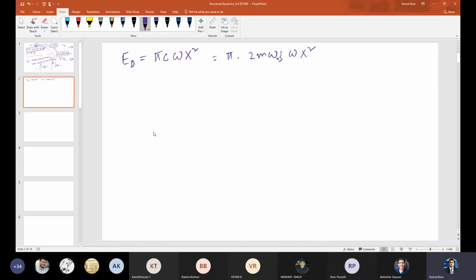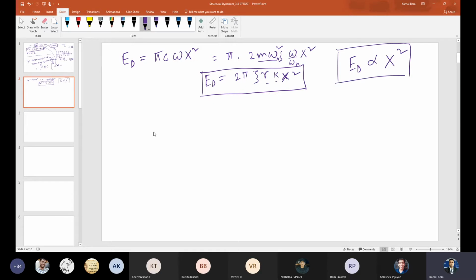So 2 pi. Now I want to write it in terms of r, so omega by omega n, I'll write omega square, correct? So now m omega n square is k: 2 pi zeta r k X square. Got it? So r is the forcing frequency by natural frequency, k is the stiffness and X is the amplitude. So I can say ED is proportional to the square of the amplitude. Energy dissipated is proportional to the square of the amplitude.